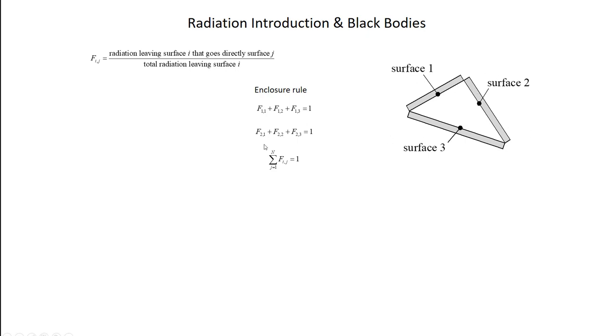I can do the same thing for surface 2. So F21 plus F22 plus F23 has to be 1. In general, I can write this equation for every one of my surfaces. What that lets you do is, if I'm working on a problem with, let's say, 4 surfaces, and I get 3 of the view factors for one of the surfaces, then the 4th one I can get from the enclosure rule. I think that's pretty intuitive and obvious where that comes from.